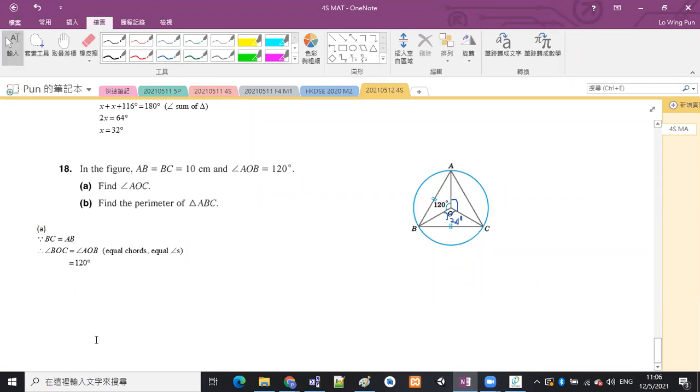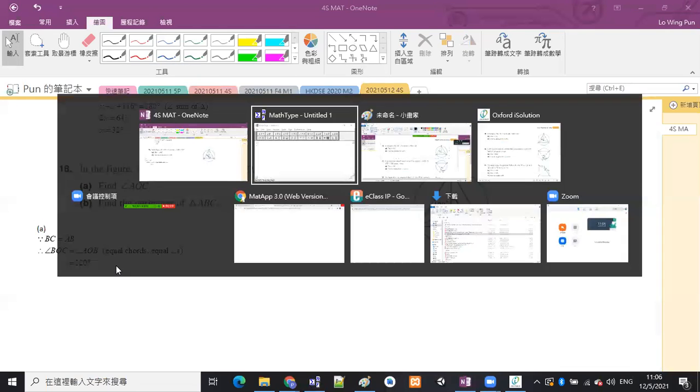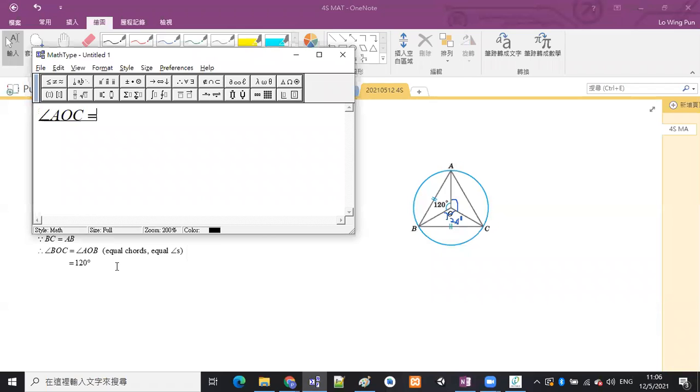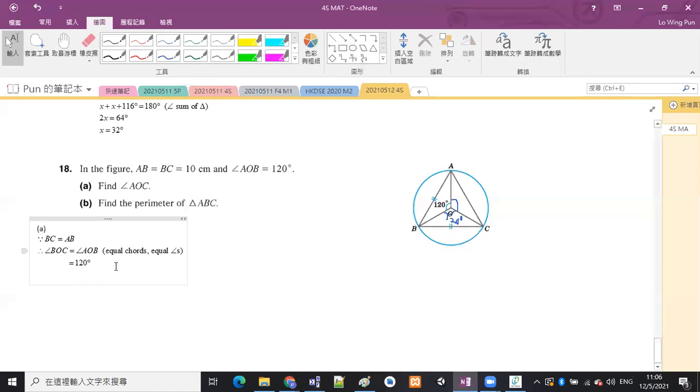So we can find angle AOC by angles at a point. Angle AOC is equal to 360 degrees minus 120 degrees, minus 120 degrees. This is angles at a point, okay? So it should be equal to 120 degrees. And then part B, we just found that this is also equal to 120 degrees.